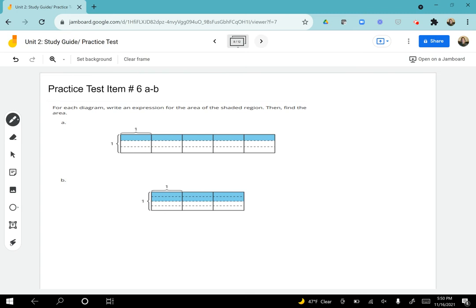For each of these, we simply need to find the area. It's going to be important for students to remember on their tests that area of a rectangle is its length multiplied by its width.